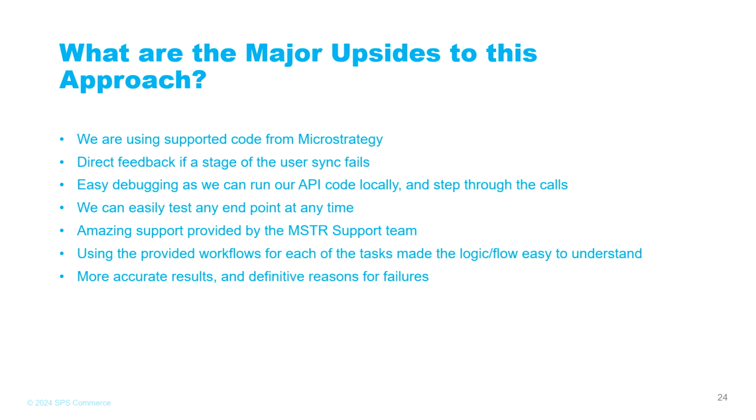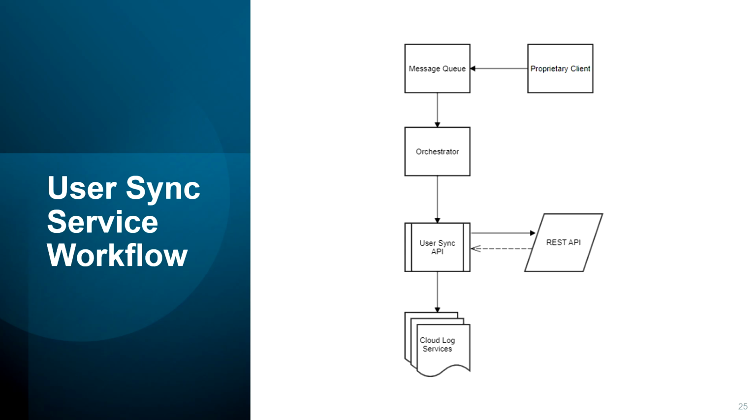So, let's just quickly look at this, the user sync workflow that we use. We have the proprietary client putting stuff into the message queue. The orchestrator pulls it off, uses their user sync API. It calls into the REST API, logs out to the cloud service.